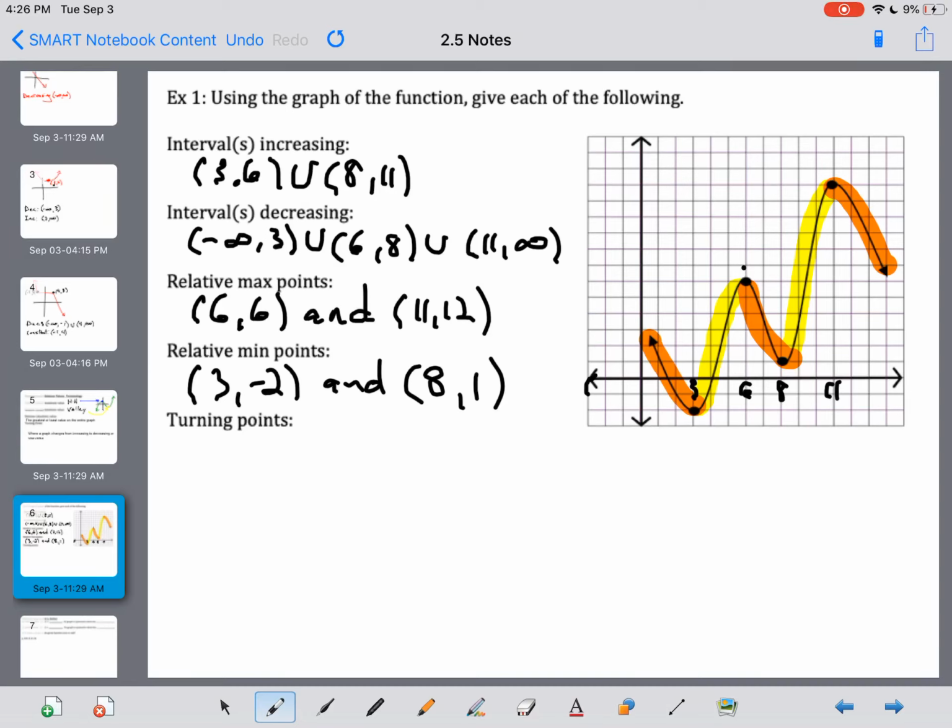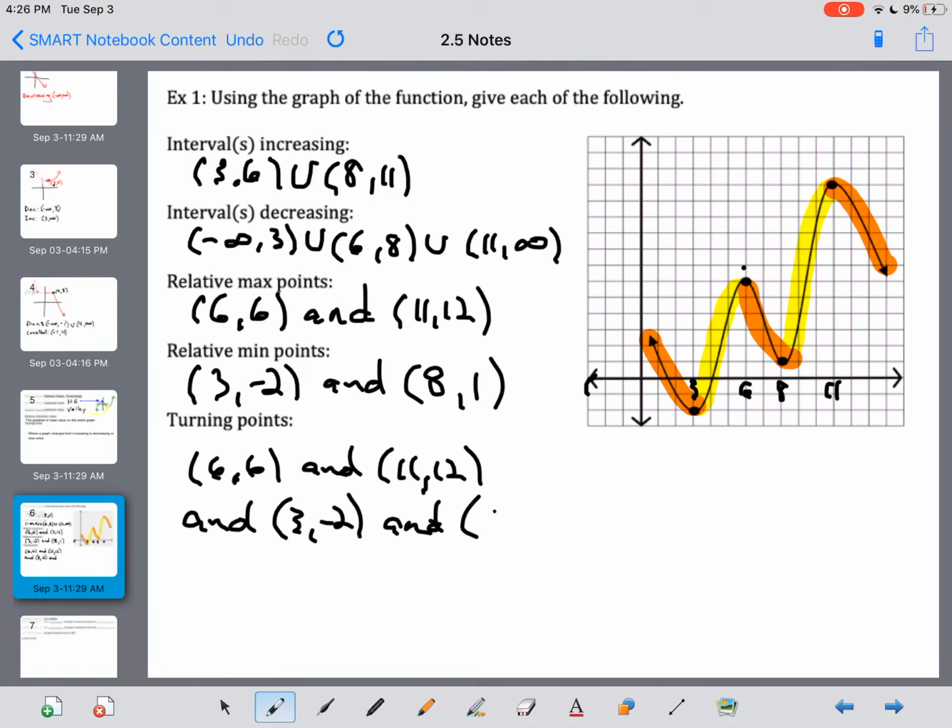So we can list all those points here, 6, 6, and 11, 12, and 3, negative 2, and 8, 1. All right.